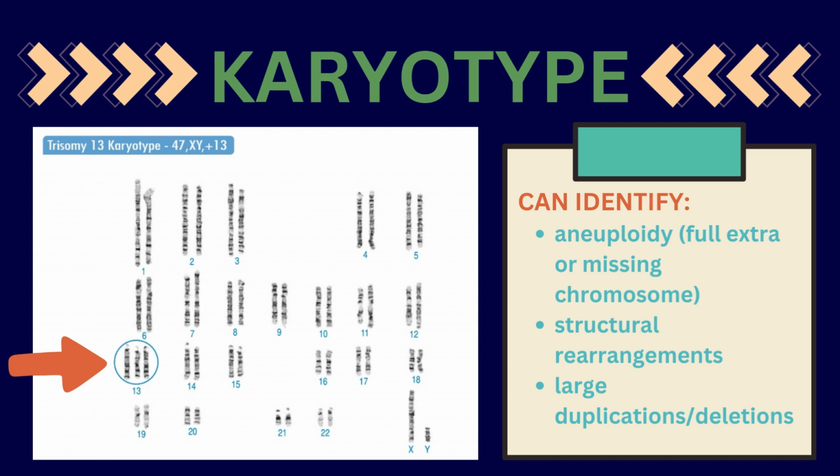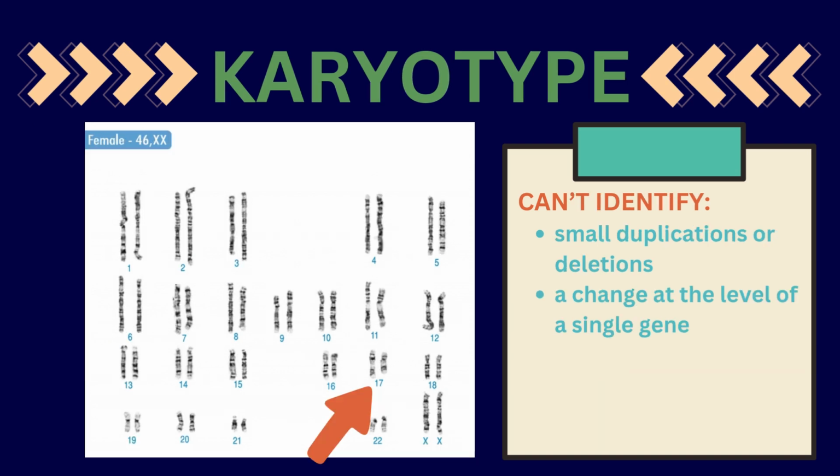A karyotype can also identify large missing deletions or duplications of chromosomes. For example, if a large segment of chromosome 1 was missing, the karyotype would be able to identify that missing area where it would be expected. However, it couldn't detect if there was a change on the single gene level of chromosome 17. This family could have a mutation in the BRCA gene, which is on chromosome 17, but the karyotype is too zoomed out to detect that.